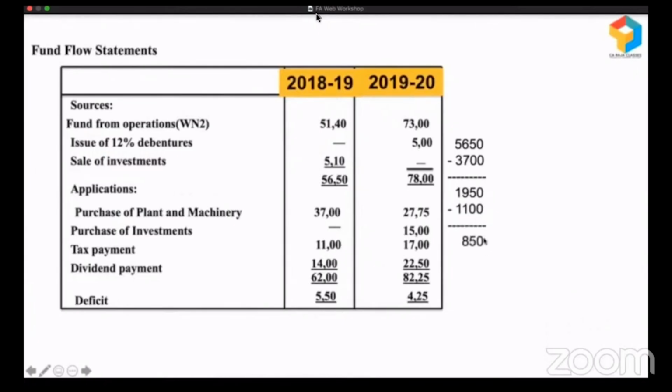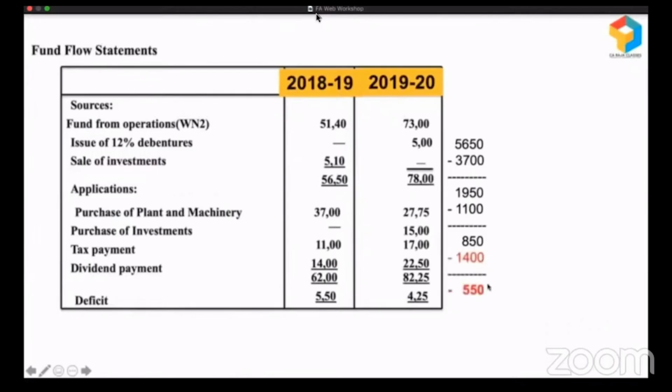When they were left with 850, they made this mistake. With the long-term fund of only 850, they went and paid a dividend of 1,400. What is the amount they have? 850. But what is the dividend they have paid? 1,400. That's not acceptable, right? But they did that. They went and paid 1,400.